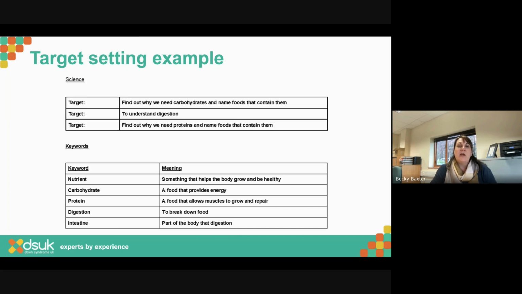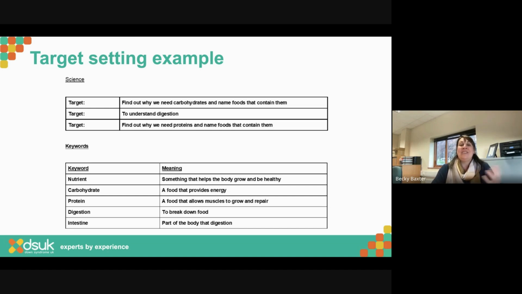This was across science. Find out why we need carbohydrates and name foods that contain them. I'd say that's more than one target. Find out why is one target, and name some foods is another target, which is all right, but I would have them as separate, because if we don't meet one of those, we're not going to make that target.